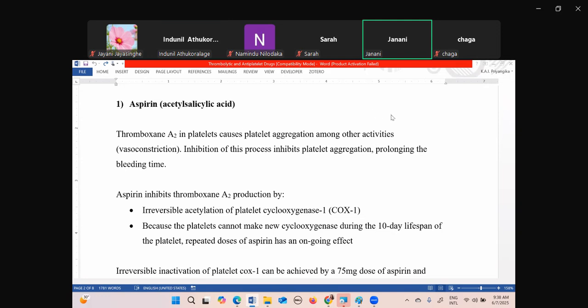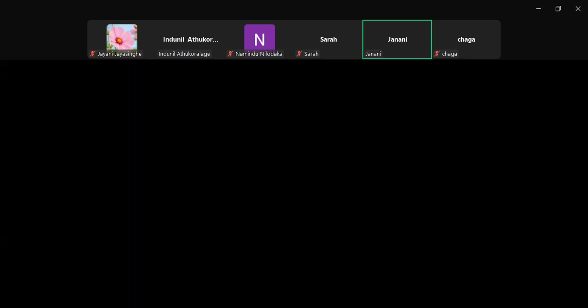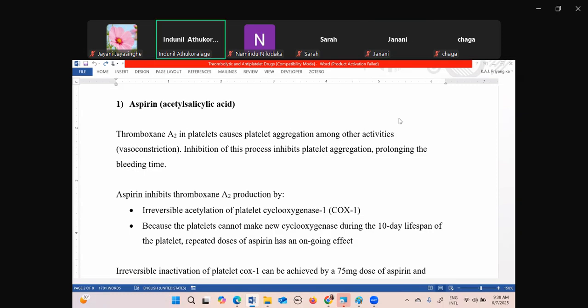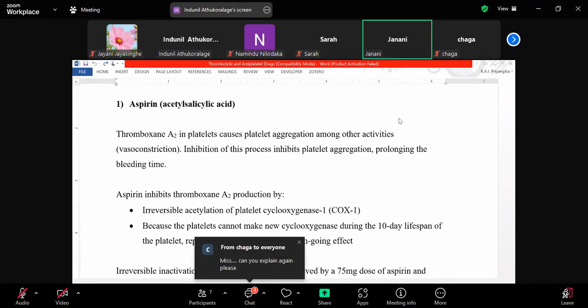Inhibit COX-1 enzyme. Antiplatelet dose of aspirin inhibits COX-1 enzyme. Pardon me, can you say it again? Janani, can you say that again? Antiplatelet dose of aspirin inhibits COX-1 enzyme. COX-1 enzyme, irreversible, right? So that is the difference.